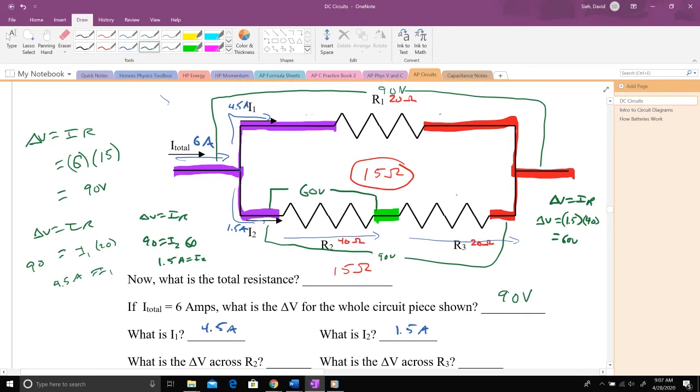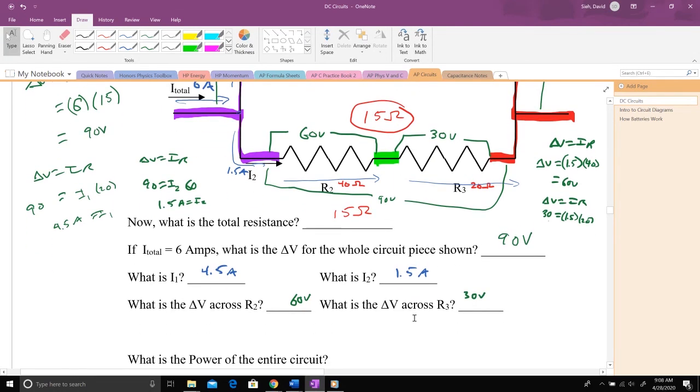Hey, what's the delta V have to be from green to red? The whole thing from purple to red is 90. Here's 60. This must be 30, right? All my delta V's add up here, in series. And if I double checked using Ohm's law, delta V is IR, going down 30 volts, does that jive? 1.5 amps going through 20 ohms. Yep, 1.5 times 20 does give me 30. So that makes logical sense. So 60 volts and 30 volts, that adds up to be the 90.